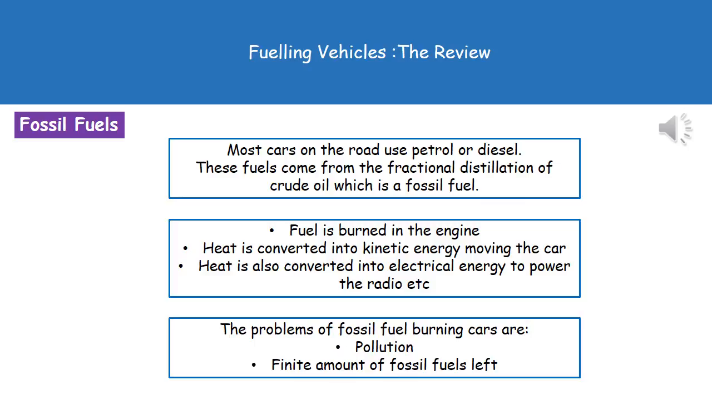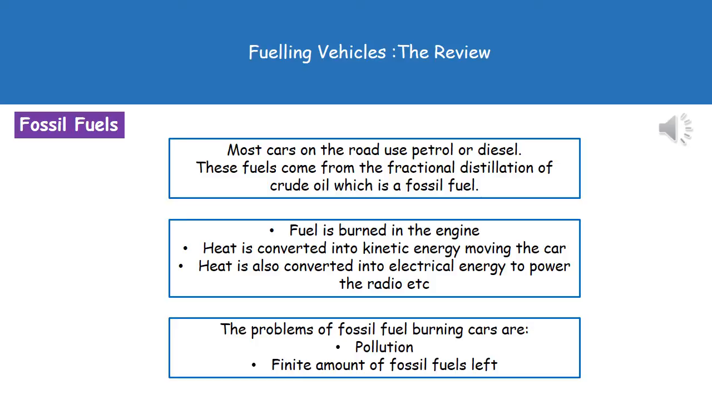So first thing we need to consider then is what fuel do cars on the roads today actually use. And we've got two options really. They're either going to be running on petrol or on diesel. Now both of those fuels actually come from the same source. They both come from the fractional distillation of crude oil, and crude oil, which we hopefully remember from C1, is a fossil fuel.